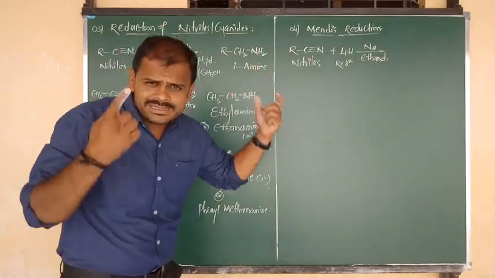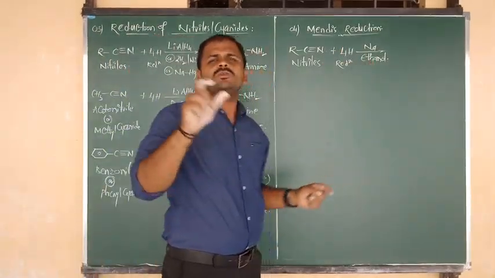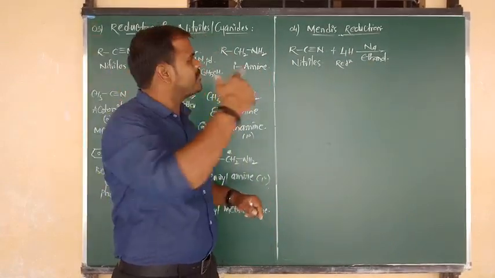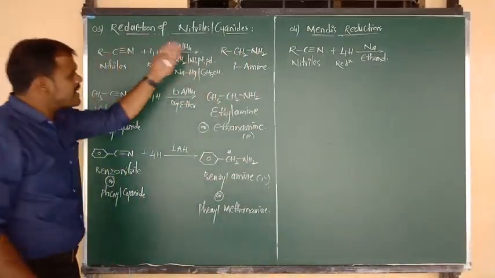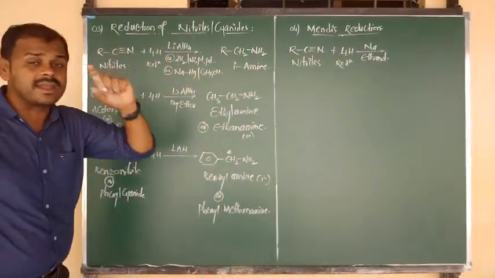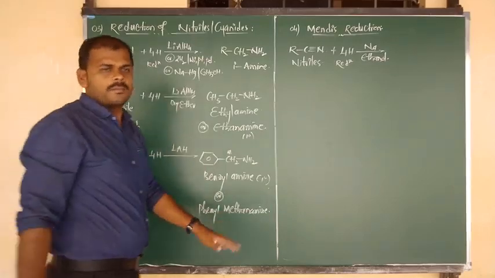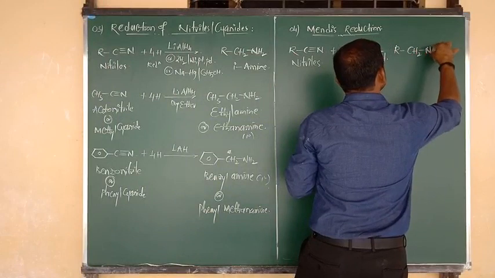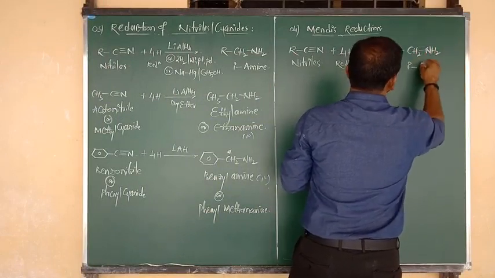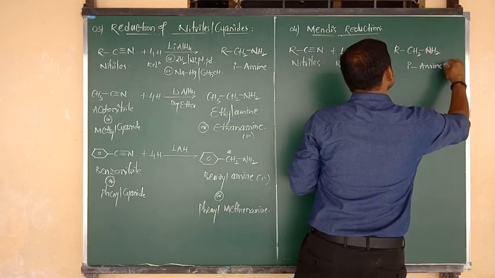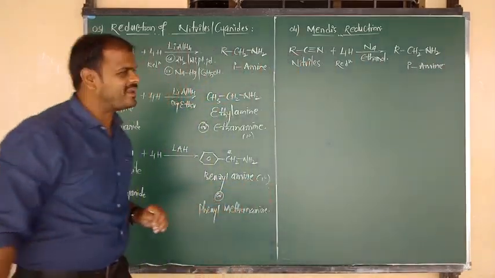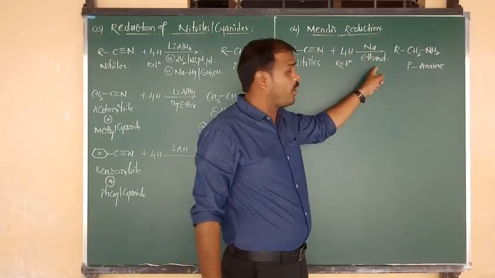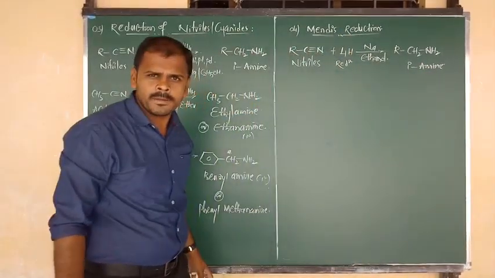What is the Mendius reducing agent? Na with C2H5OH. By seeing that reducing agent, we have to confirm that this is Mendius reduction. Reactants and product, everything is the same, just the reducing agent is changed. So what should be the product? Primary amine should be the product. RCN changes into RCH2NH2. What is your product, beta? Yes, the product is the primary amine. So nitriles on reduction with sodium in the presence of ethanol form what, beta?